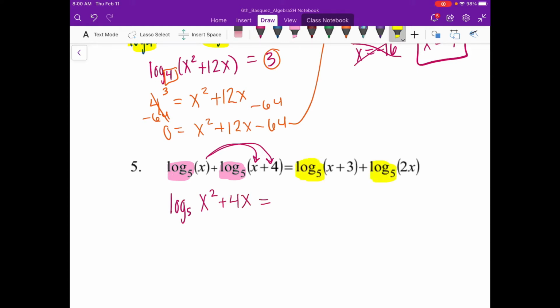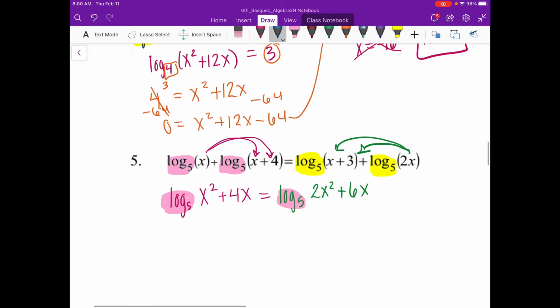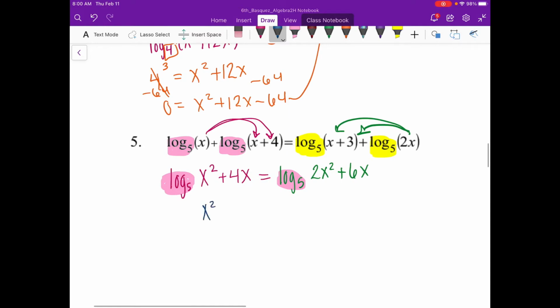On the right-hand side, I also have log base 5, and that also means I can multiply these together and make them one term. So that's log base 5 of 2x squared plus 6x. Because they have the same log base on both sides, remember this is one of those problems where you can just drop the log base as long as it's the same and just focus on the terms. So I have x squared plus 4x equals 2x squared plus 6x.